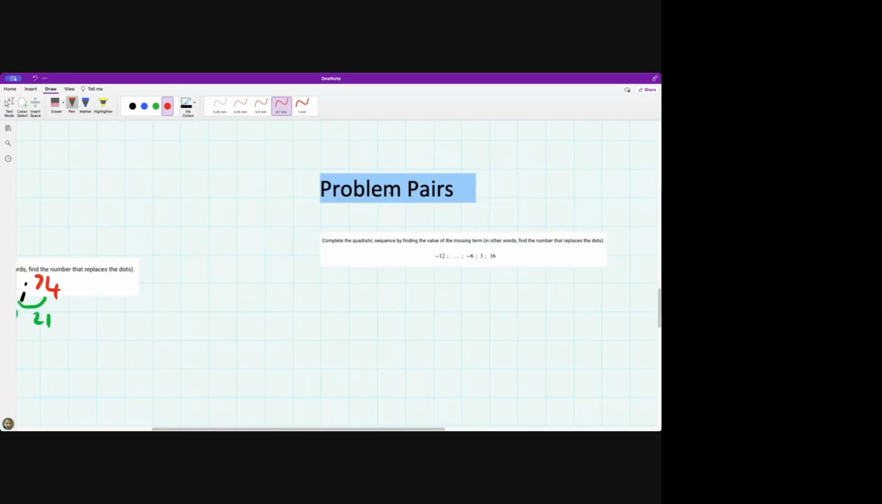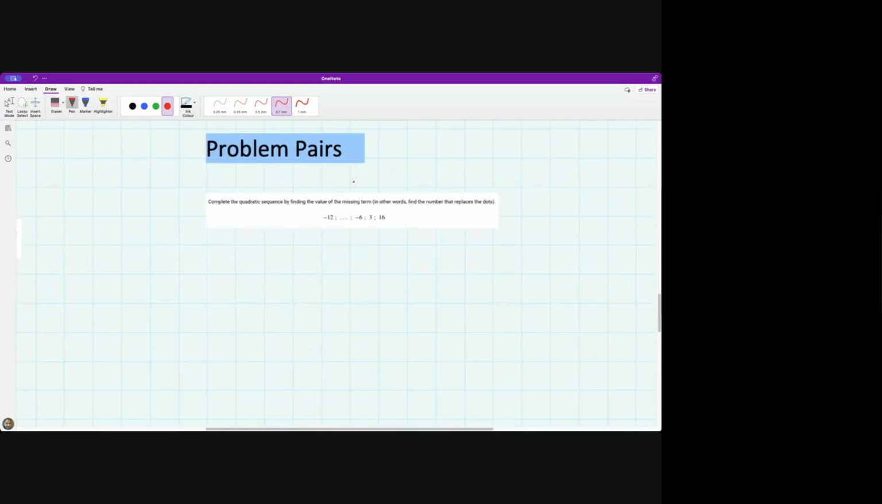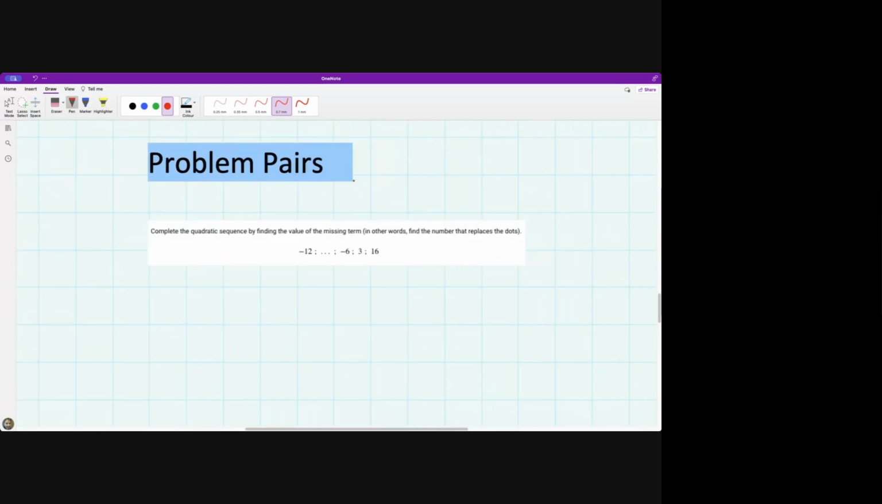See if you can do this one. Here is a quadratic sequence, and it says it's a quadratic sequence. I want you to see, can you figure out what that missing term value is there? Now, it does say that it's a quadratic sequence, which means the second difference must be constant. But it does mean that that first bit is a little bit tricky.